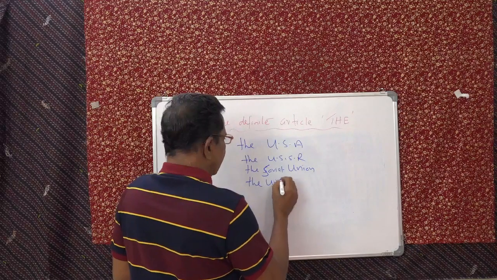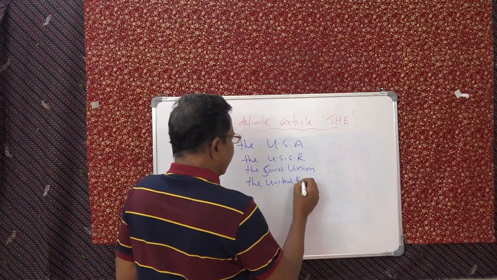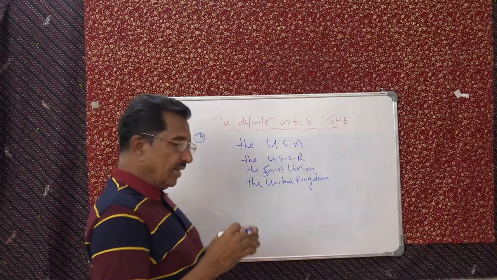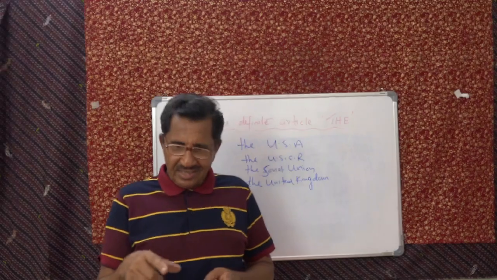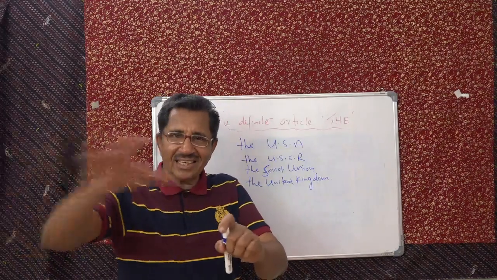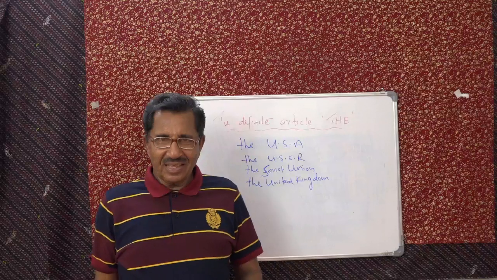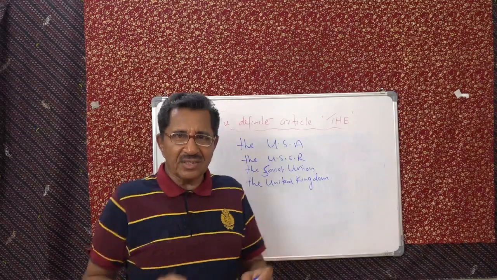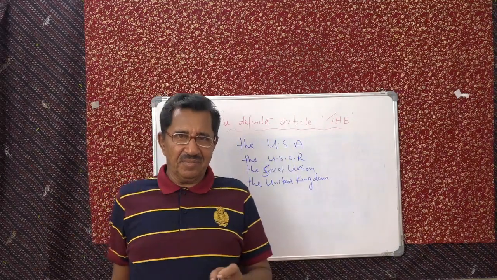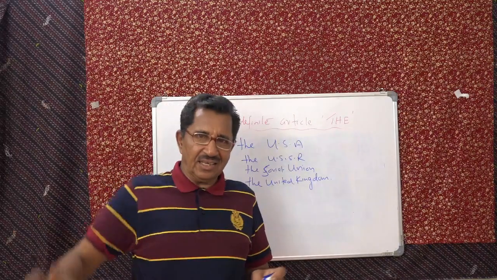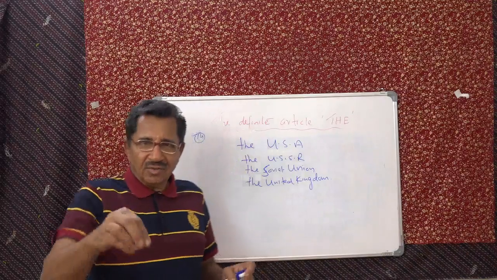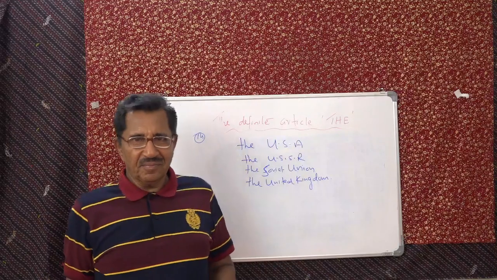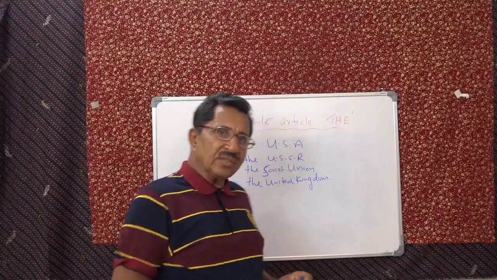The United Kingdom. Again, you can see that specifying, the idea of specifying, isn't it? See, the United Kingdom, not any other country. That means there are many other countries which are made up of small units. This is the United Kingdom, like the USSR. So when you say the United Kingdom, this is not the USSR, this is not the USA. Understand?